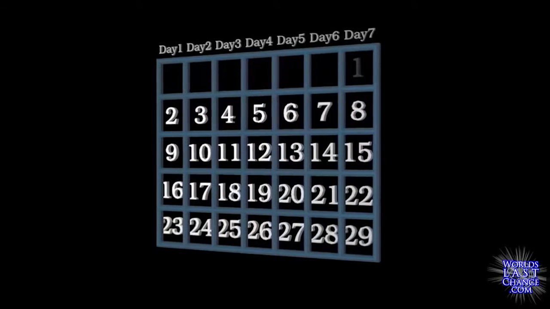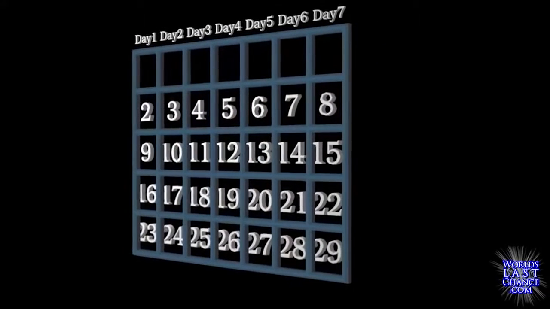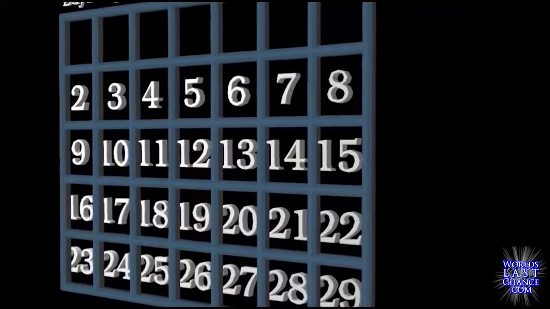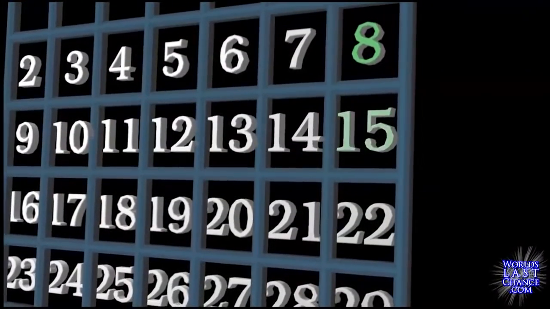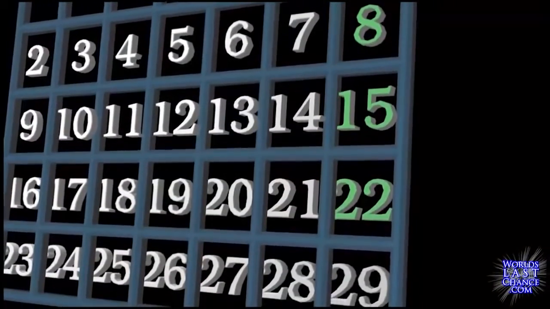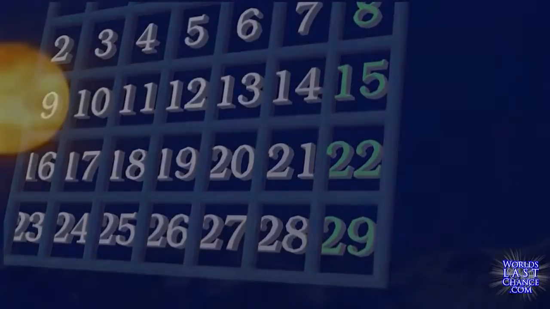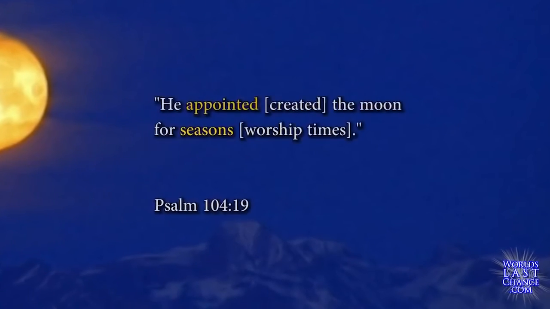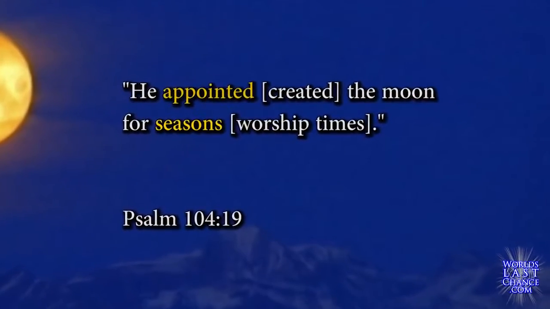Days of the week always fall on the same dates of the month. Every time a seventh-day Sabbath in Scripture is assigned a date, it always falls on the 8th, 15th, 22nd, and 29th days of the month. Scripture states that the moon was created specifically to measure times for worship. He created the moon for seasons, that is, worship times.